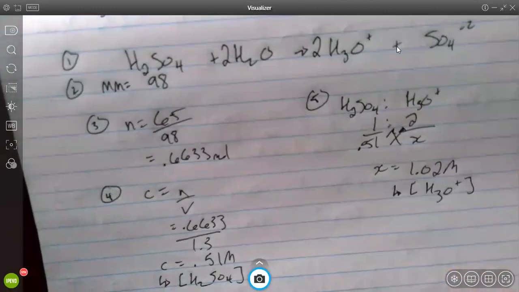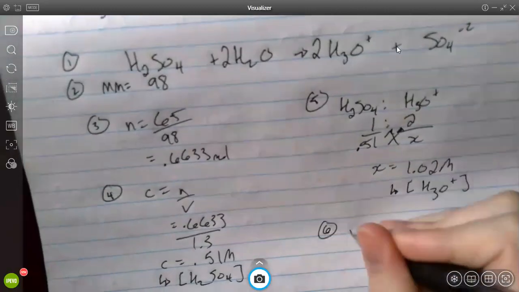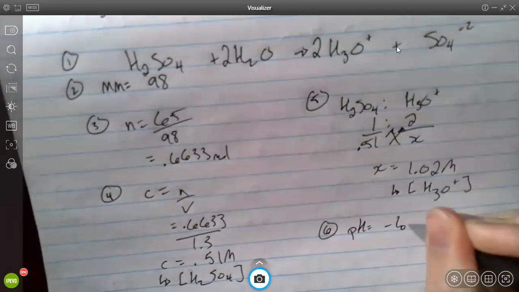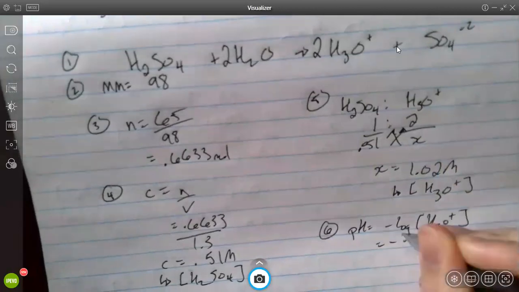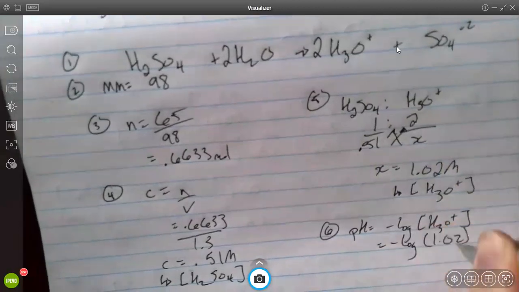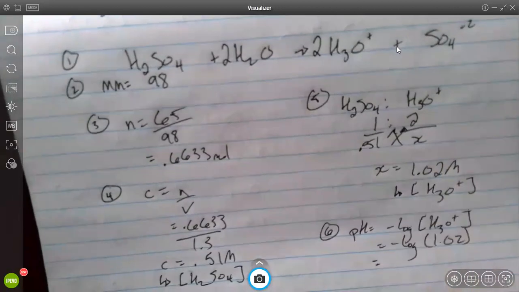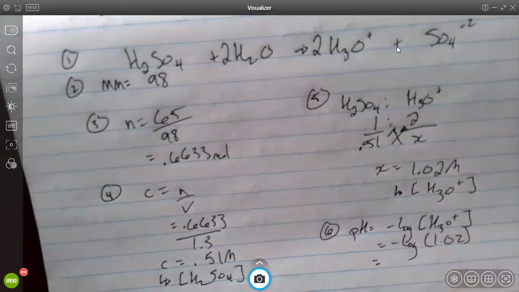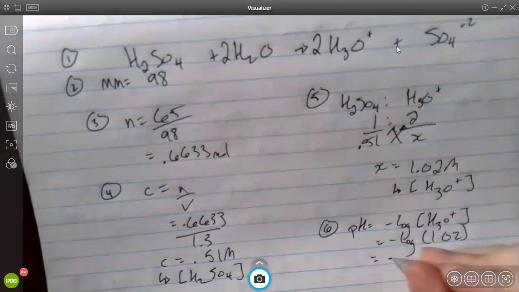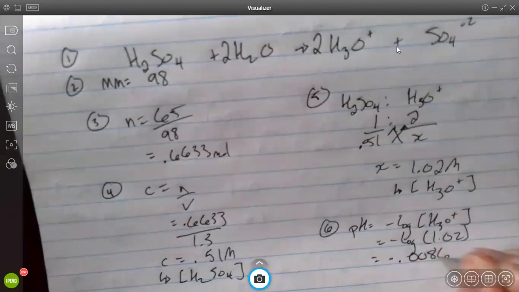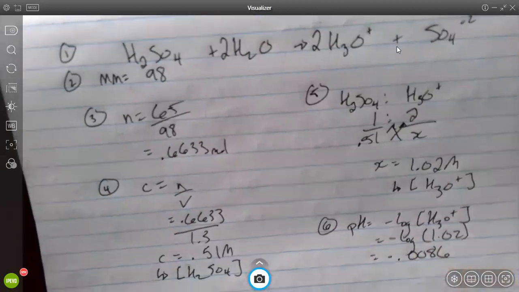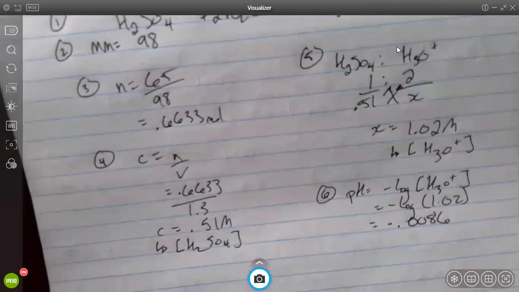And now our last step, we can find pH by taking the negative log of the concentration of hydronium ions. So we'll plug our 1.02 into our formula and solve. And we get negative 0.0086. So it is a pH of about 0, right on. So it is a very, very strong acid that we're dealing with.